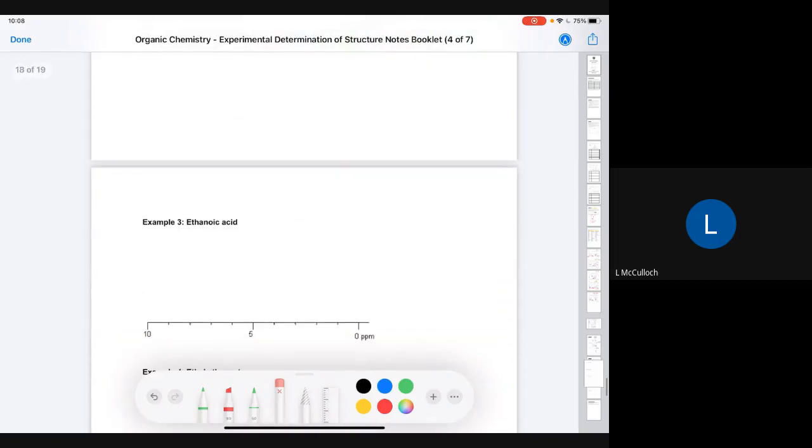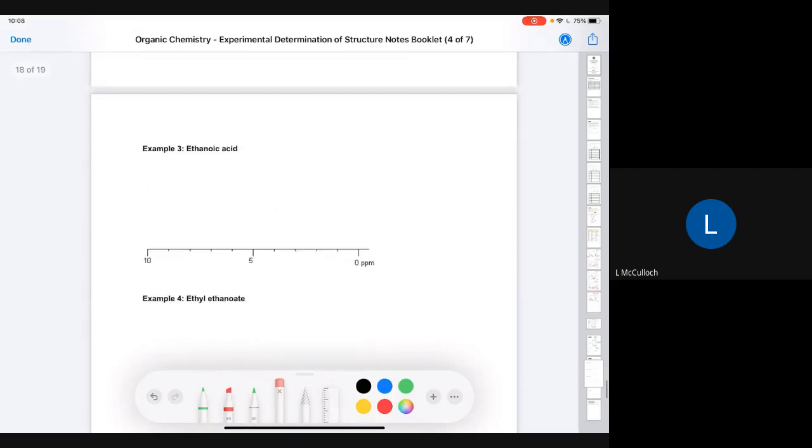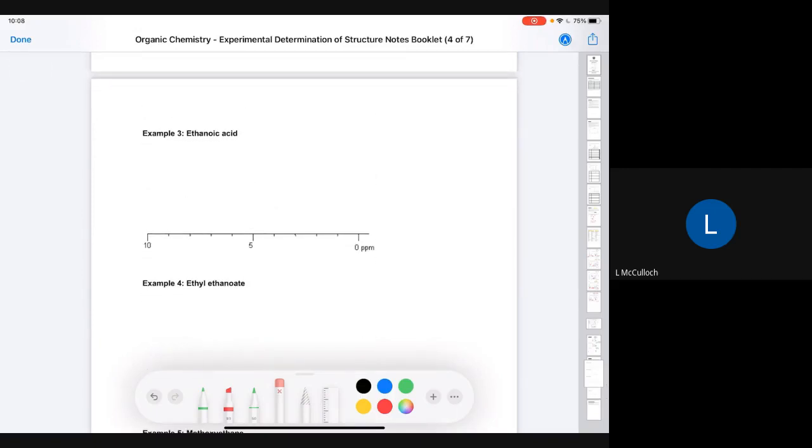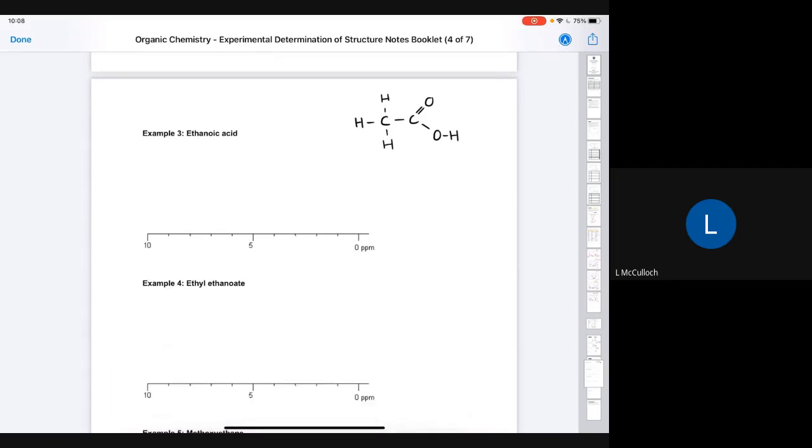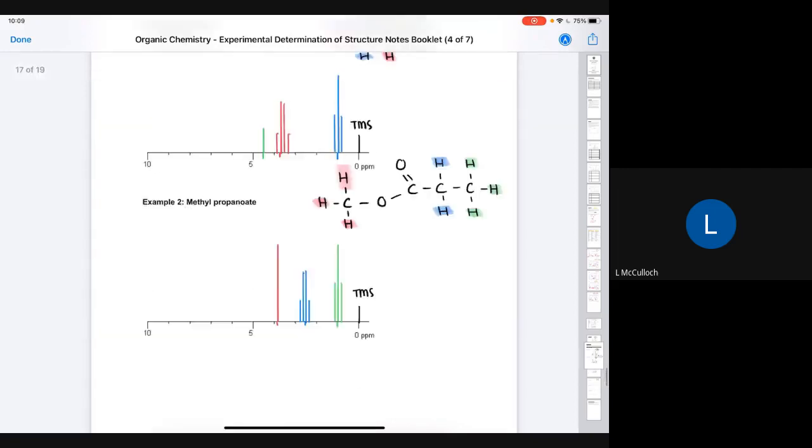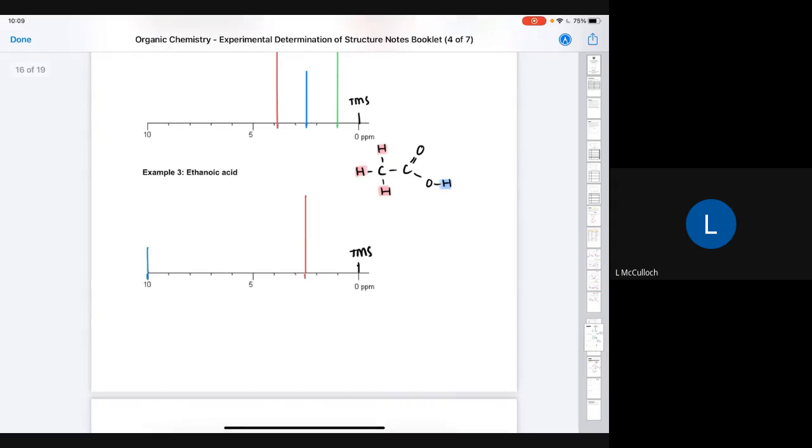And then finally, oh, we've actually got a couple extra ones to do here. So we'll look at our ethanoic acid. So we've already done the low resolution for ethanoic acid. So again, I'll just keep the colours the same just to avoid any confusion. Okay, so red and blue.